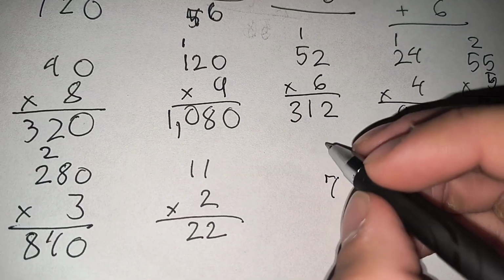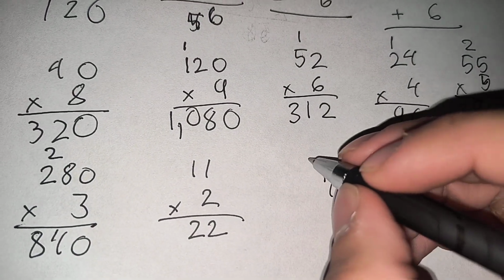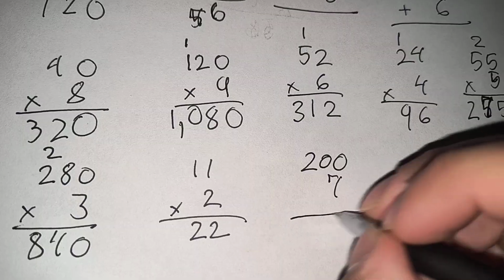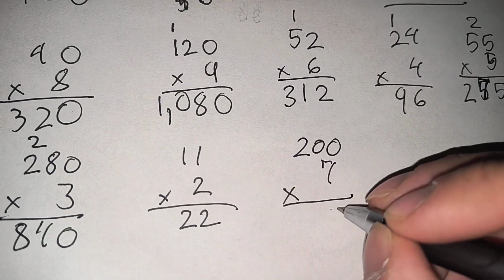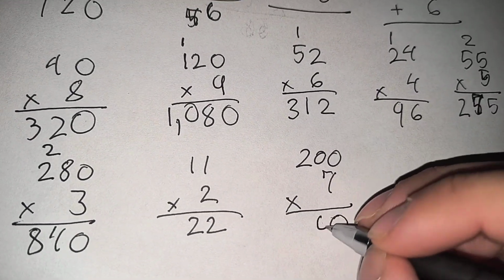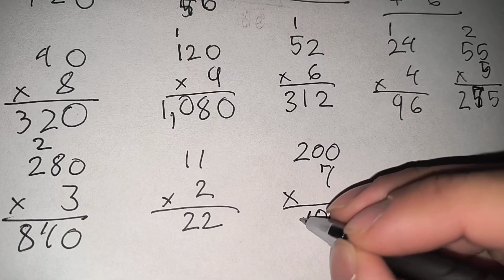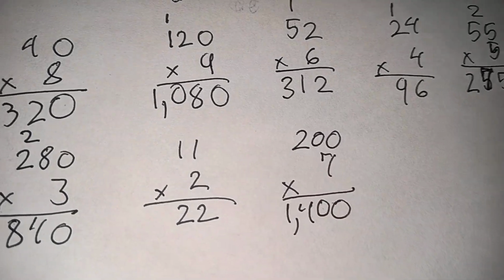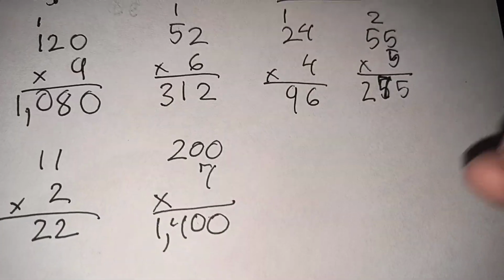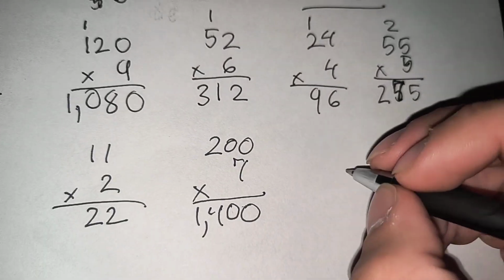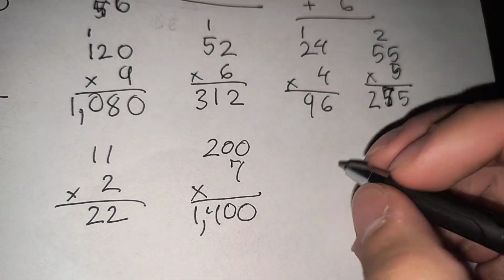Okay, what about 7 times 200? 7 times 0 is 0. 7 times 0 is 0. 7 times 2 is 14. 1,400. What about, okay, this video is getting a little bit long, but let's just do a few more.